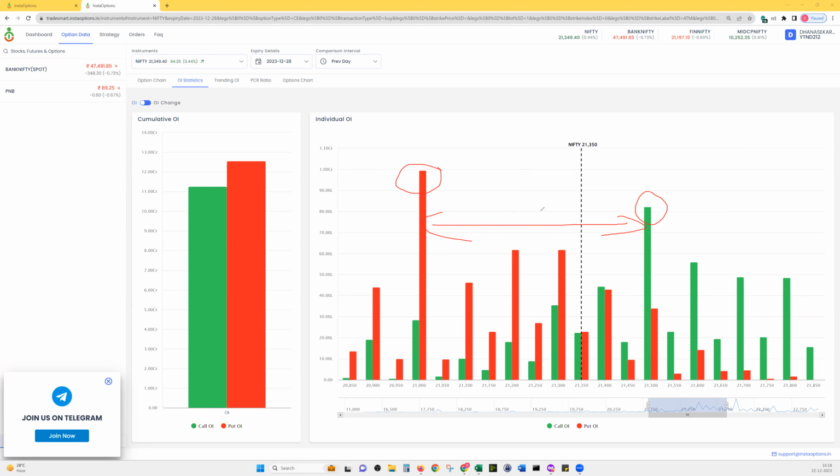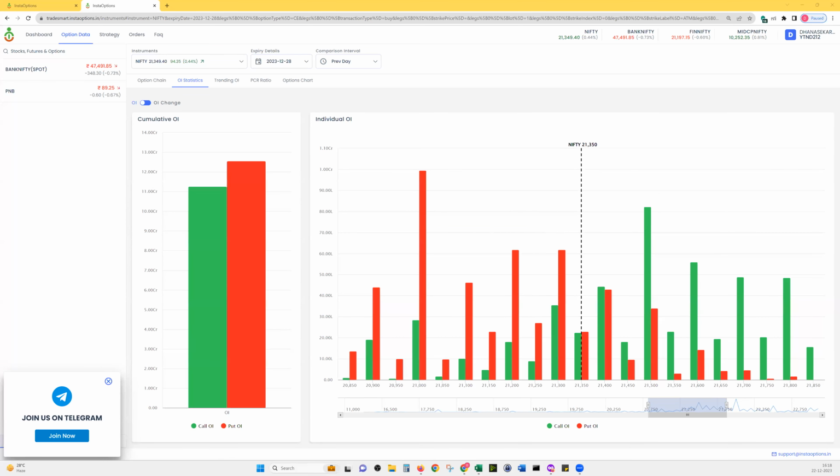How many of you have heard this? This is what people commonly say. Okay, so now we are going to do it in a different way. We are going to understand the market structure based upon open interest.